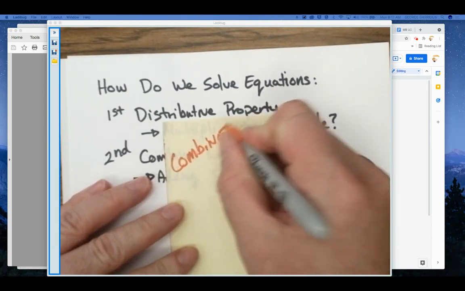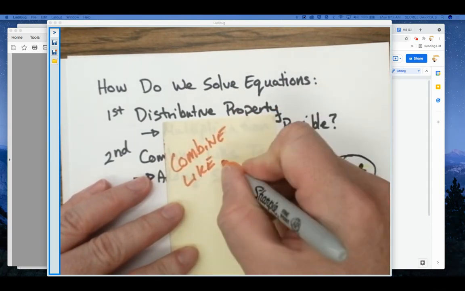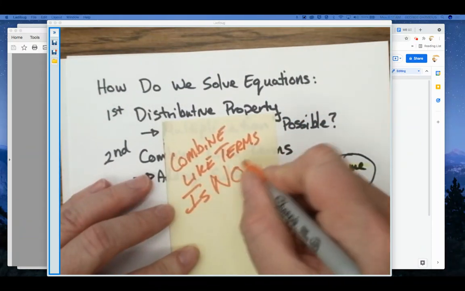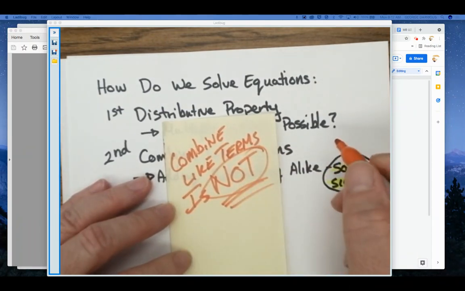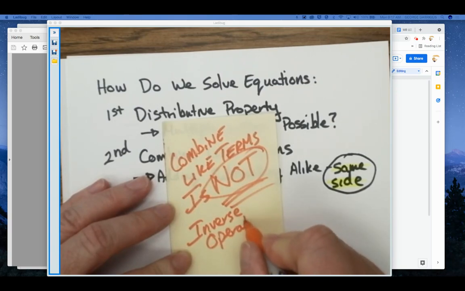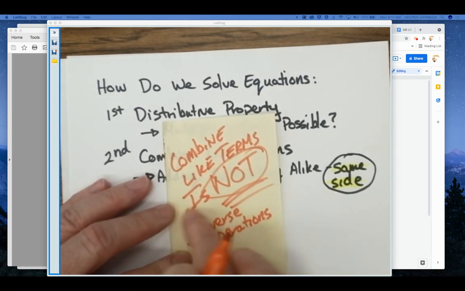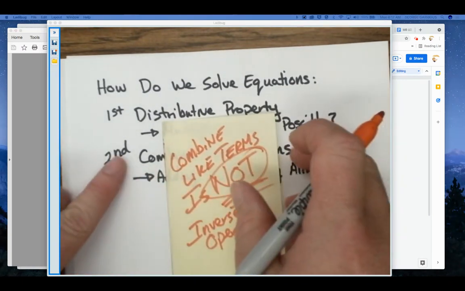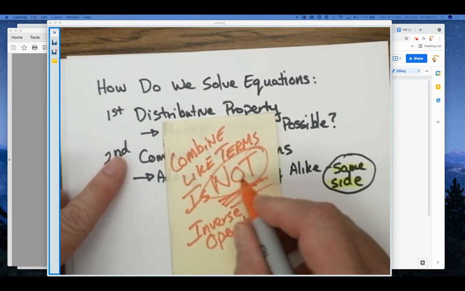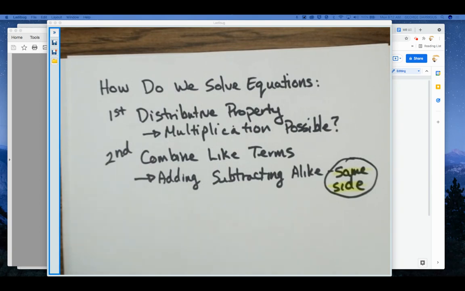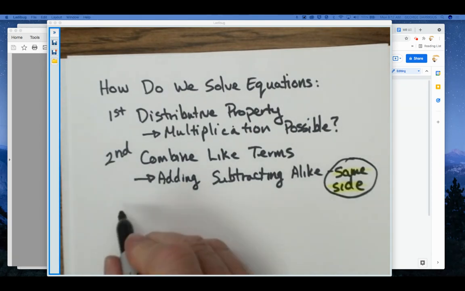Combine like terms is not inverse operations. You don't make the addition line that goes across and adding things down. You're just combining them together in a single step. Okay, so combine like terms is not inverse operations. Inverse operations is the last two or three steps that we do. So that's the last thing.